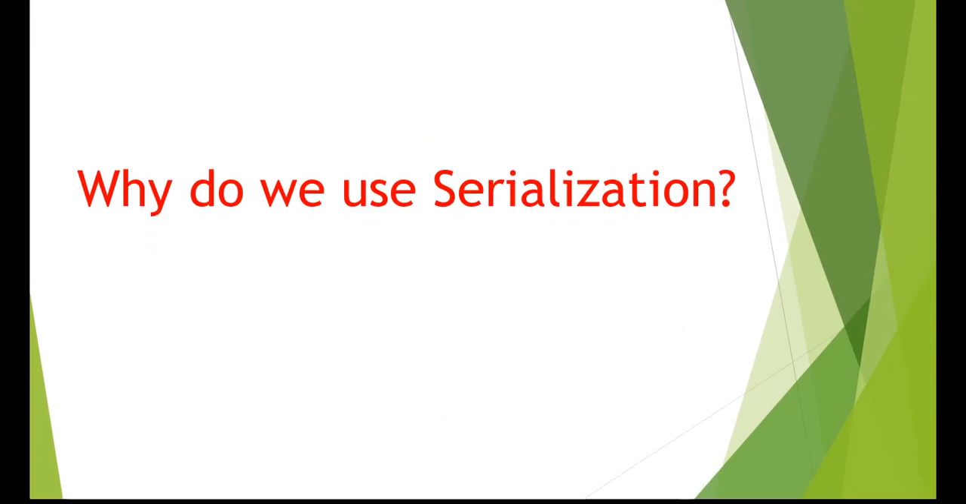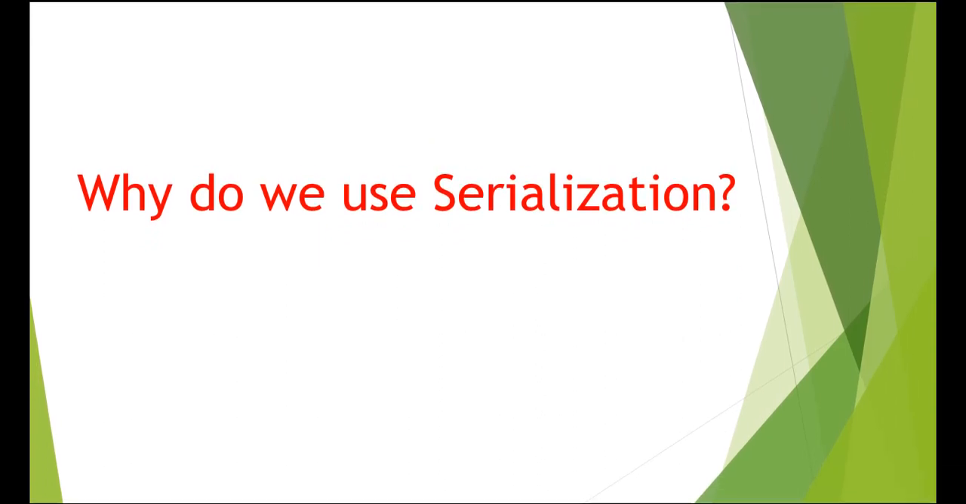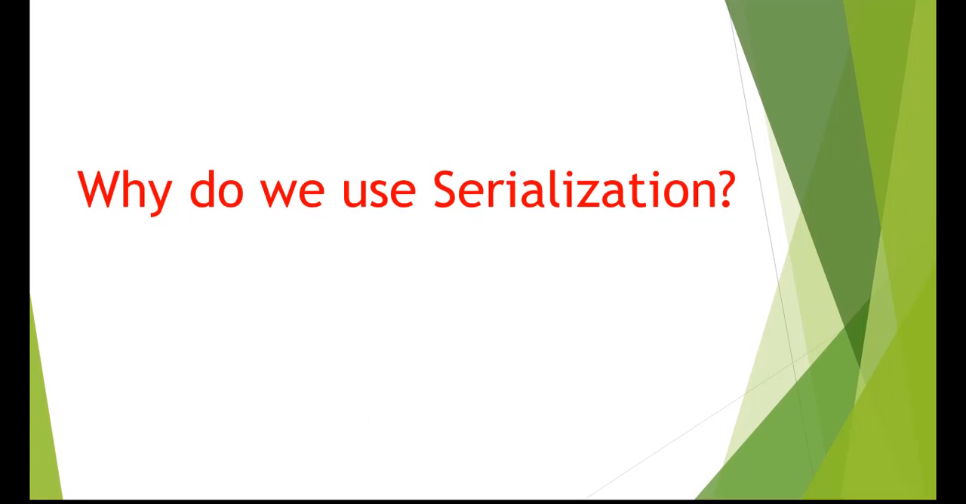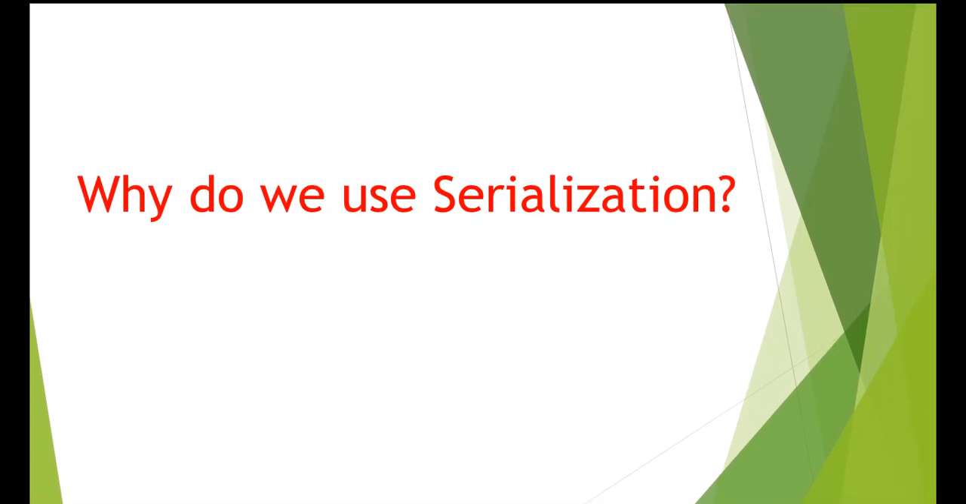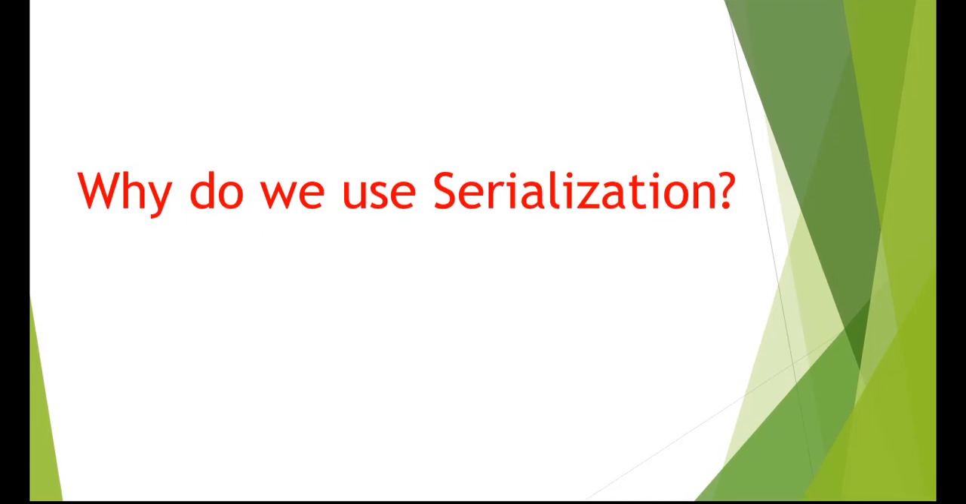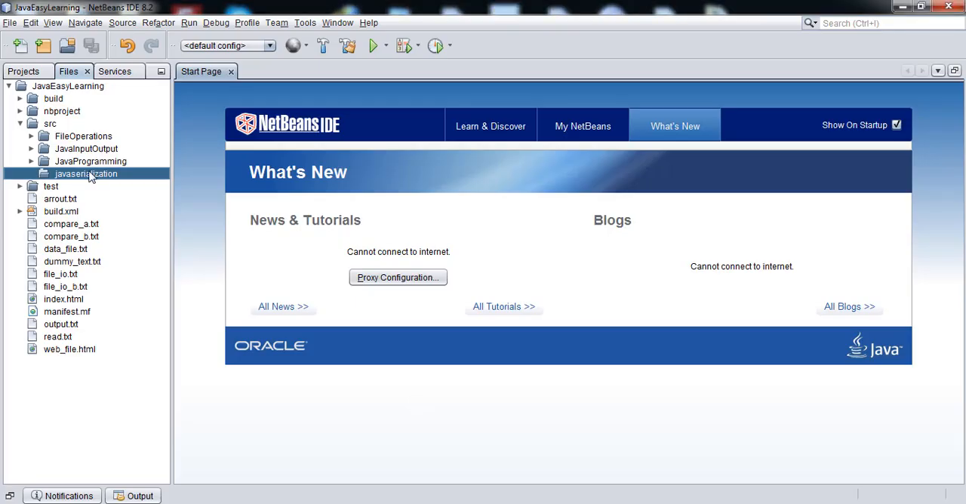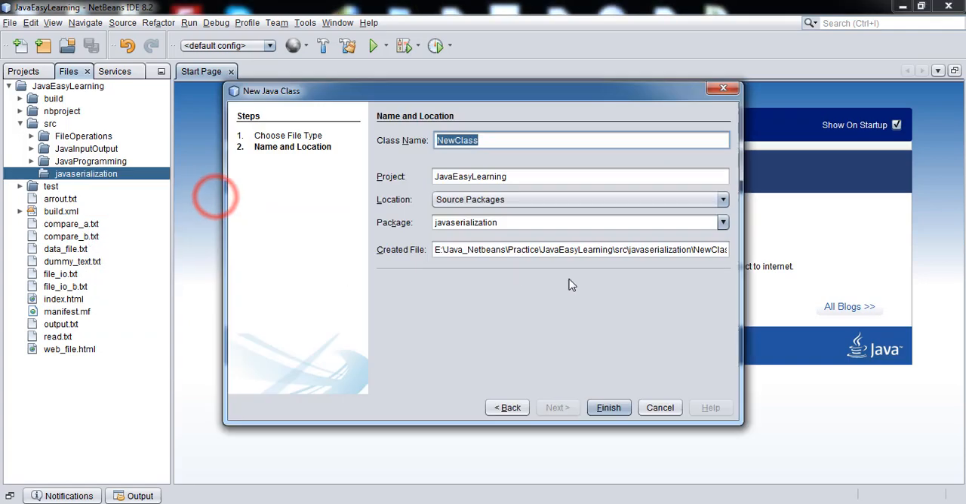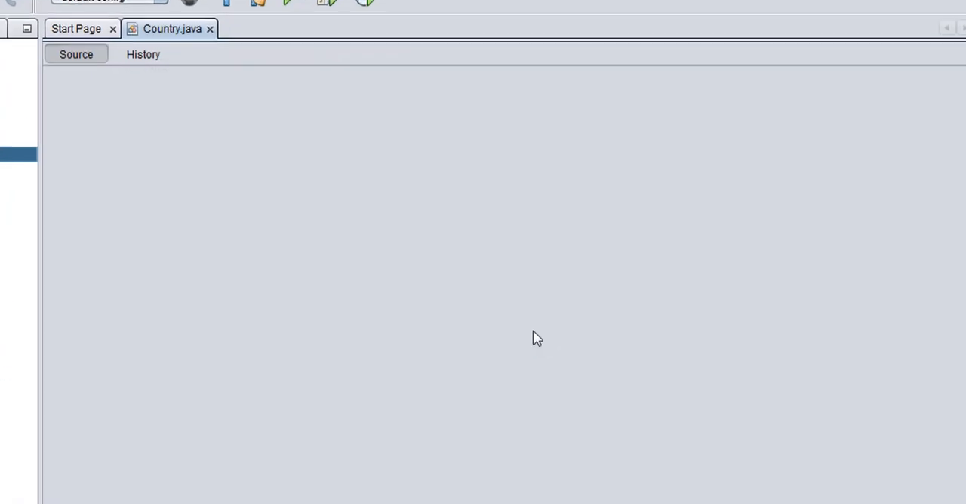Why do we use serialization? We use serialization because a serialized object persists the type of both the data and the object. This makes it easy to perform any data-specific operations without casting or parsing. To demonstrate the concept of serialization, we create a Country class file for storing information about a country.